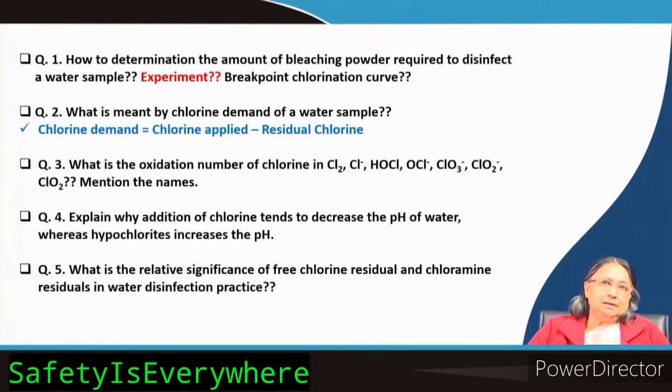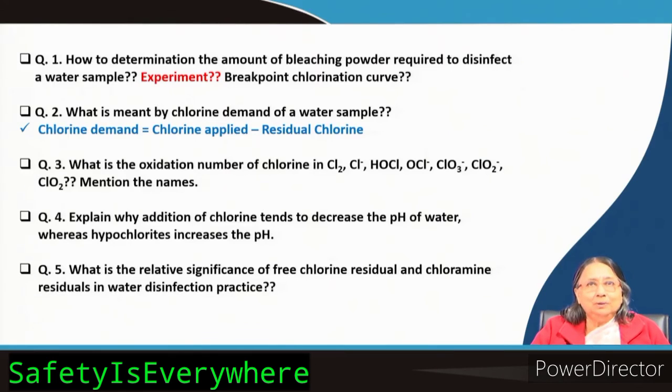Now there are some questions in this module 5. I picked up some questions. How to determine the amount of bleaching powder required to disinfect a water sample? How much bleaching powder will you use? How to know? You have to draw the breakpoint chlorination curve. You have to do some experiments. You have to vary the dose in different containers. You take the same volume of water, add different doses of chlorine, keep it for some time, then measure the residual chlorine. Then you prepare the graph, and you will know how much is the demand, then you apply that chlorine dose to be on the safe side, okay. What is the demand? Chlorine demand is chlorine applied minus residual chlorine.